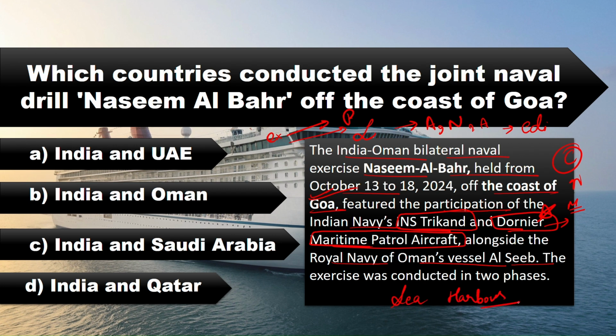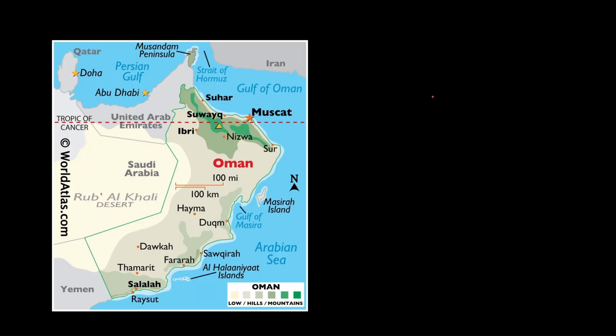Okay. Next, we have Oman's map. Here you could see this is Oman. This is the Arabian Sea. And an important thing, the Tropic of Cancer passes through it. Okay, important. Capital Muscat, we know. Gulf of Oman is here. All of these things you should be knowing.